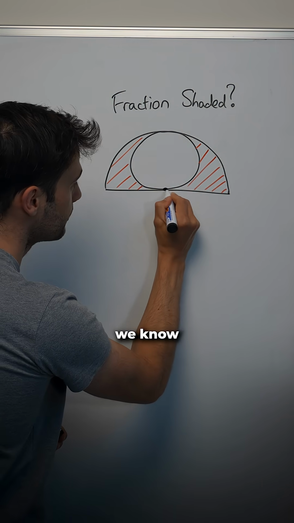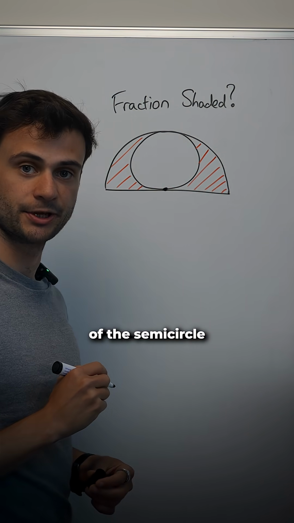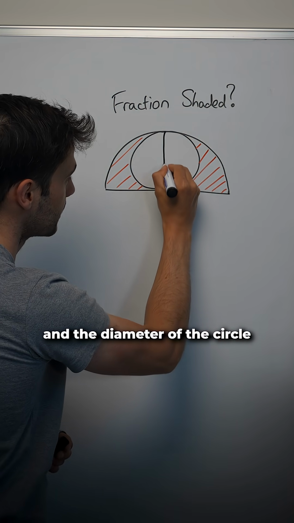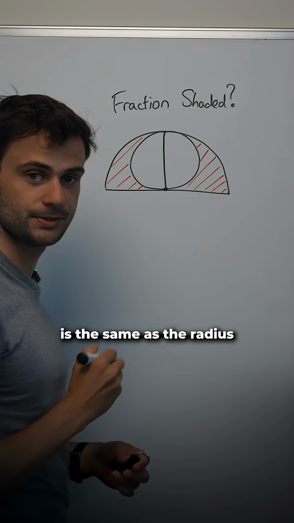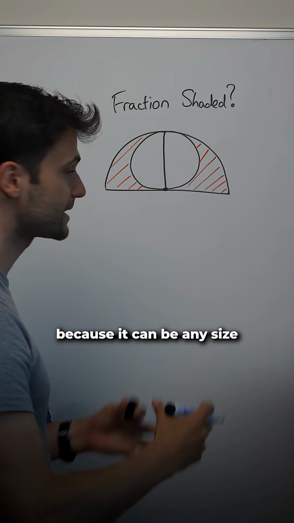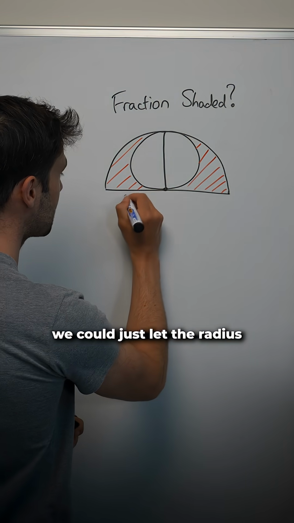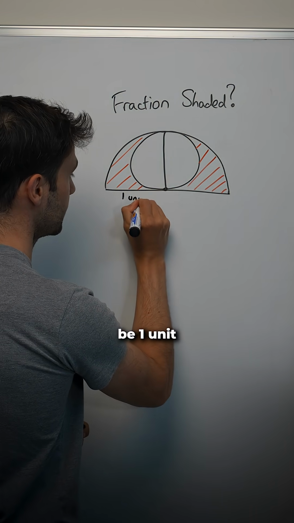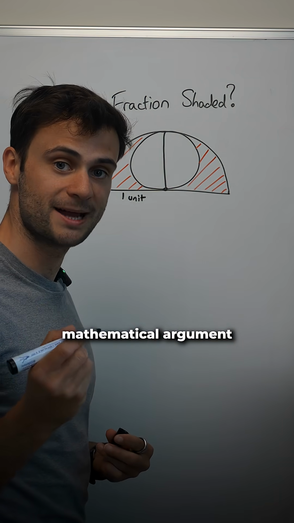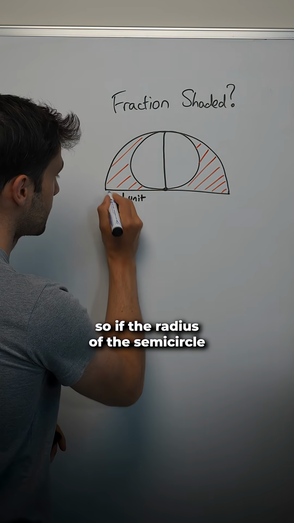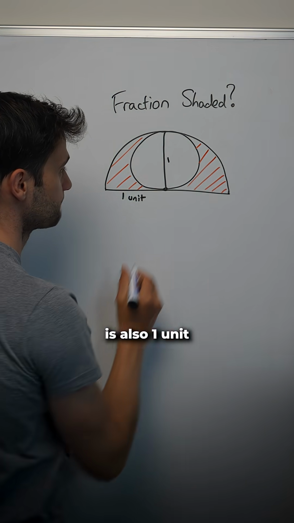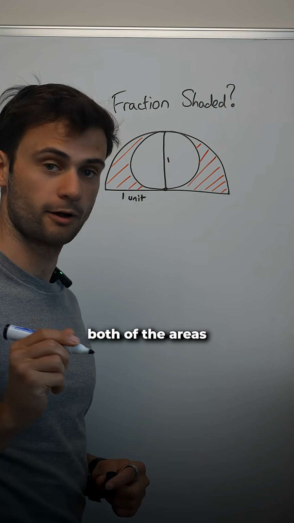Well, we know that the center of the semicircle is a point on the circumference of the circle, and the diameter of the circle is the same as the radius of the semicircle. So what we can do in situations like this, because it can be any size, is just let the radius of the semicircle be 1 unit. And because that unit can be anything, this is still a general mathematical argument. So if the radius of the semicircle is 1 unit, then the diameter of the circle is also 1 unit. And from that, we can work out both of the areas.